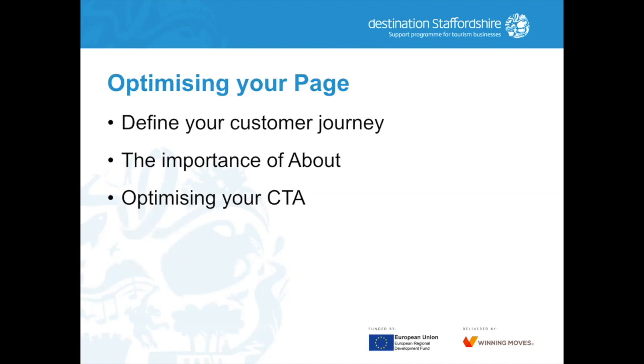Talking about optimizing your call to action, then, we have already mentioned earlier on that the customer journey is to be at the forefront of your mind when you're optimizing your page. And it's important that you are holding the hand of your audience to take them to where you want them to be. Your call to action button is the big blue button on the right at the top of the page on your Facebook page if you're using desktop. If you're using mobile, then it is the big blue button underneath your picture.